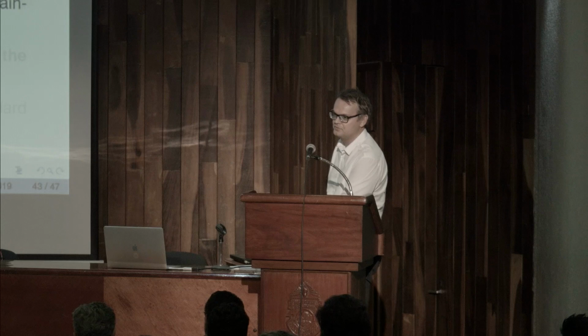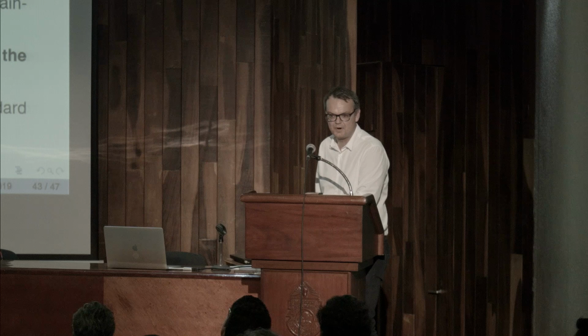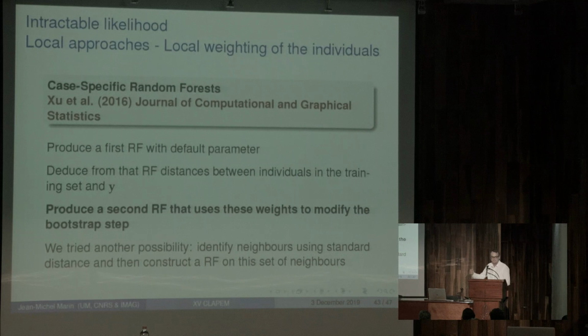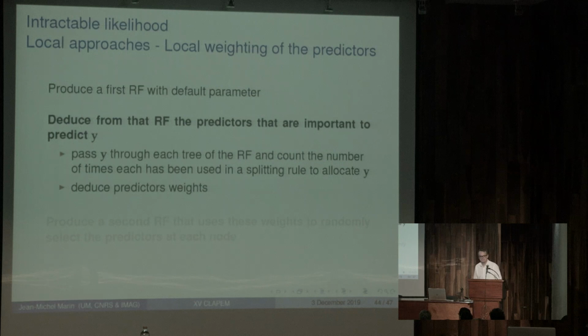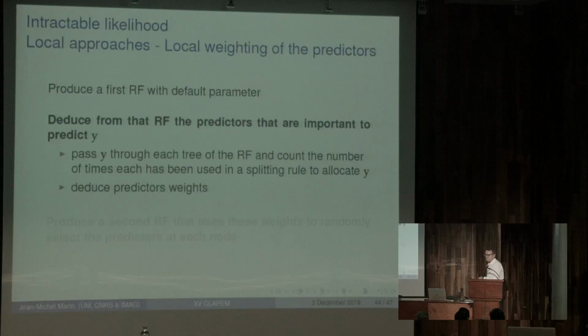It's called the case-specific random forest. So you use a first forest, and in the bootstrap part of the second forest, you use a weight which is the distance of each point to your observed, as a weighted bootstrap. Another, we tried to weight the predictor variables. Once again, we use a first forest. Then you deduce from this first forest some weights in the space of predictor variables. And when you select the variable in the second forest, you can select the variable according to this weight.